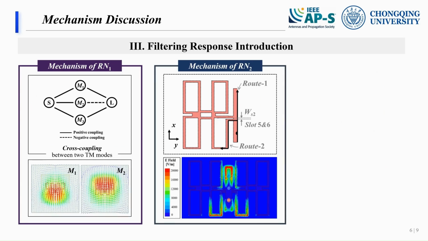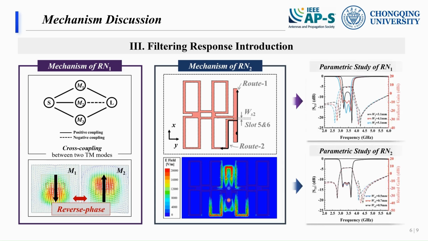In the filtering response introduction mechanism, the phase of the radiated electric field vectors reverses at the first radiation null, indicating that the generation mechanism of RN1 is cross-coupling between 2 adjacent TM modes. The current paths formed by the introduced L probe and slots can be regarded as 2 parallel open-ended stubs corresponding to the second radiation null. Notably, these 2 radiation nulls can be adjusted independently.